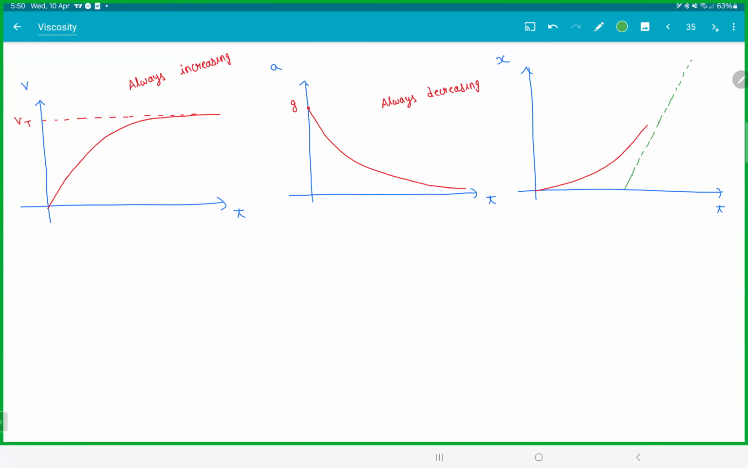If you draw a line here, tan theta should be V terminal. Remember, in an XT graph, the slope is velocity. That means eventually the slope of the XT graph should get closer and closer to this line. It is becoming a straight line, but it will never touch the line. That's how an XT graph looks. It tends towards that line, but it will never touch it. Eventually, it becomes a line.